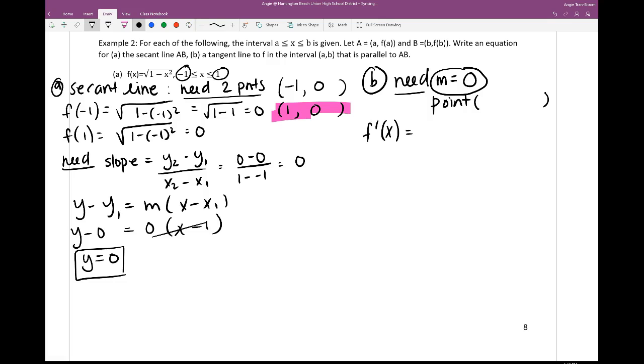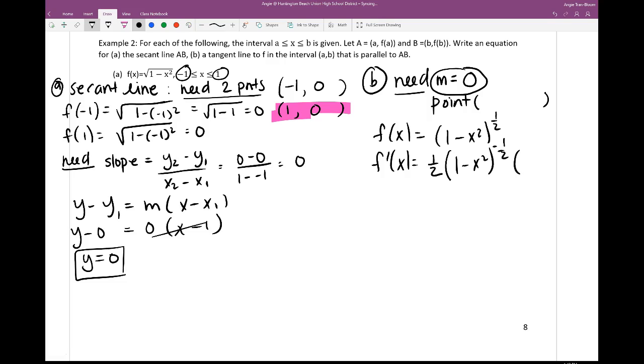First, I should write, here, let me erase this. I'm going to rewrite the f of x equation in terms of power, so I can use the exponent rule. So f of x equals the square root of that, so I'm going to rewrite it as 1 minus x squared, and then to the power of half. So now I can do f prime of x equals 1/2 times (1 minus x squared) to the -1/2, then multiply by the derivative of the inner component, so that's going to be a -2x.